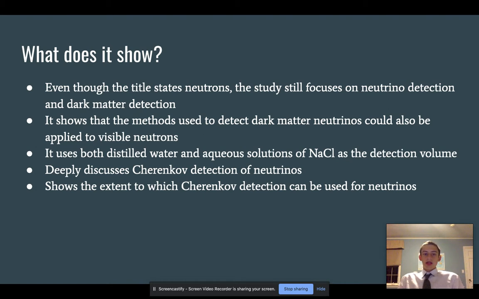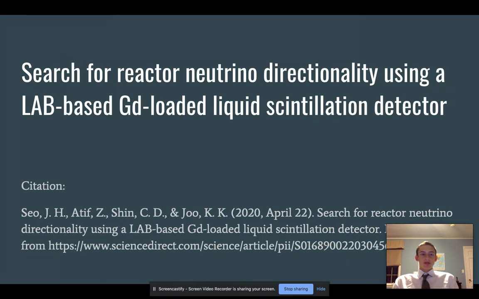The main reason I chose it is because it got really in depth into how the Cherenkov detectors work, and it helped me to improve my understanding of it. It shows the extent to which Cherenkov detection can be used for neutrinos, so it kind of shows its limitations.